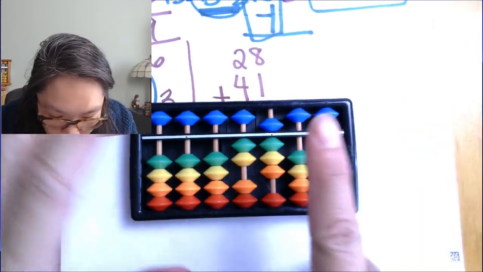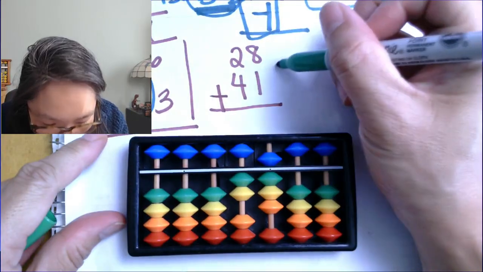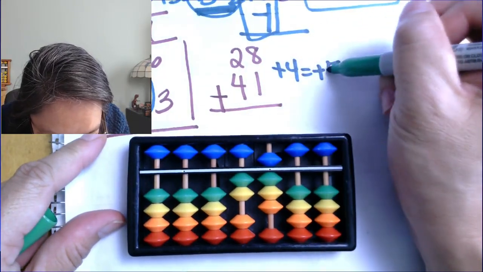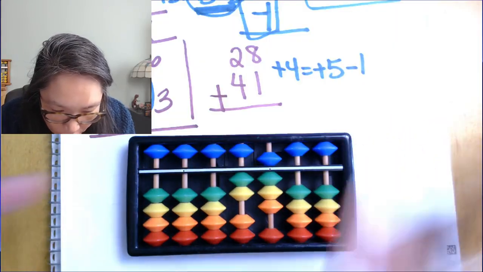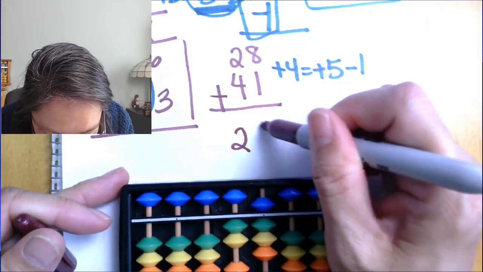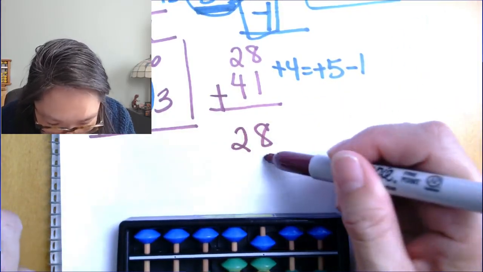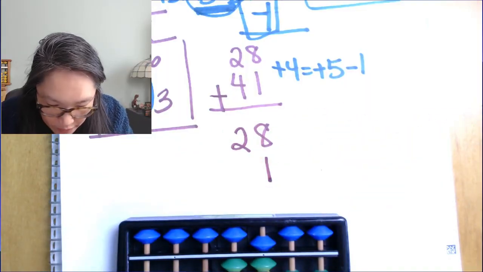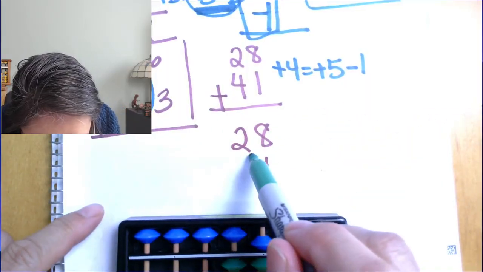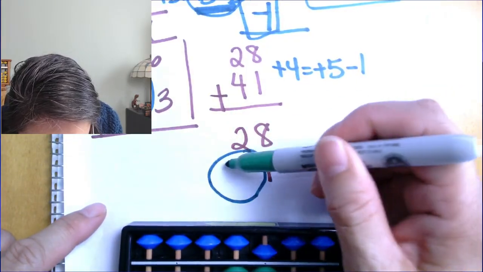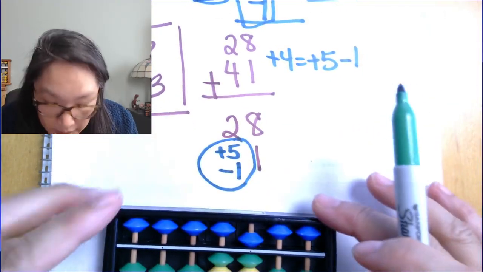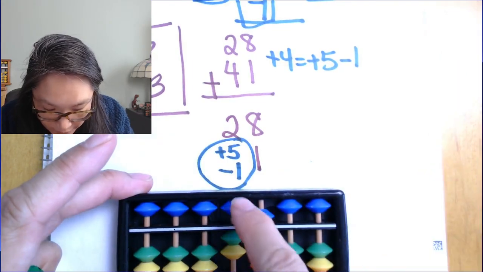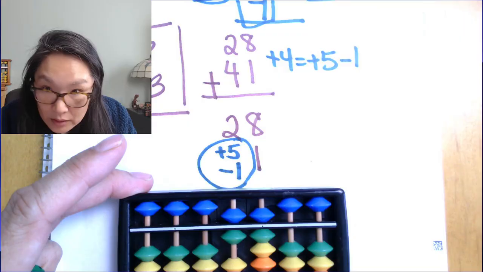But when we do it, we know plus 4 is equal to plus 5 minus 1. So what are we going to do? Let me reword this. If I did 28 and then I need to plus the 1, but that's not it, right? What we're going to do here is plus 5 minus 1. Maybe that's better. So then I need to plus the 5 minus the 1.